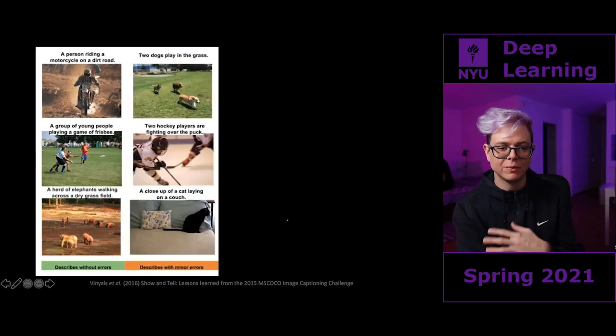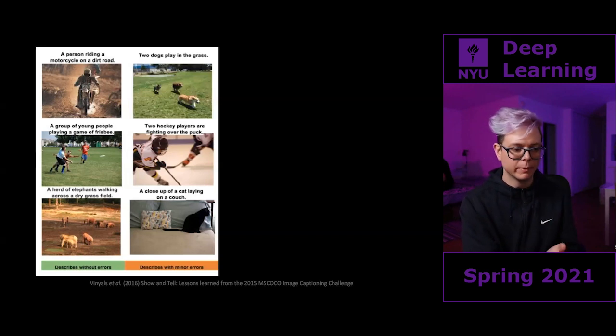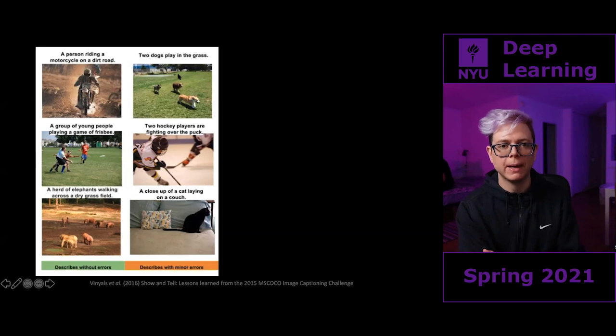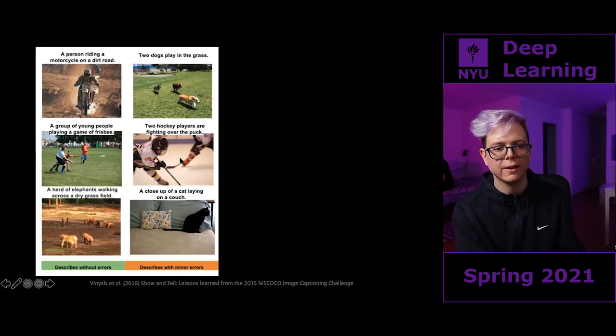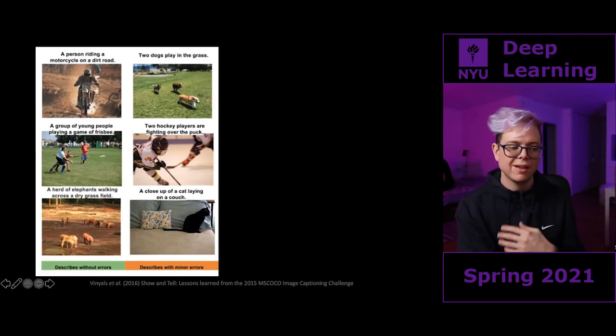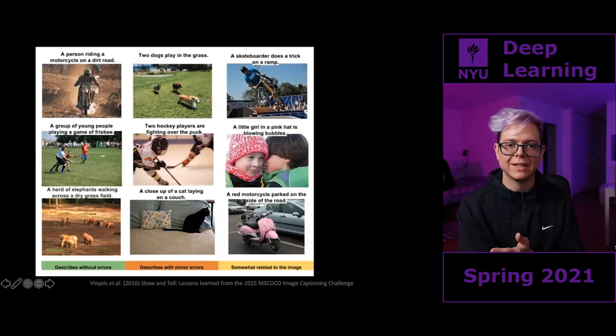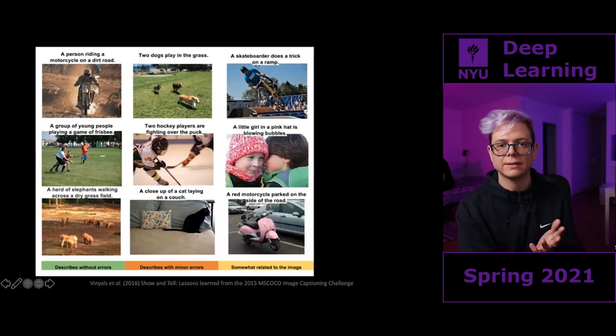So sometimes we don't have such accurate predictions, okay? In the first one, we have two dogs playing in the grass. I count three. Two hockey players are fighting over the puck. To me, it seems correct. Maybe, I have no idea. No, there is only one dude here. Third one, a close-up of a cat lying on a couch. Looks like a bed.